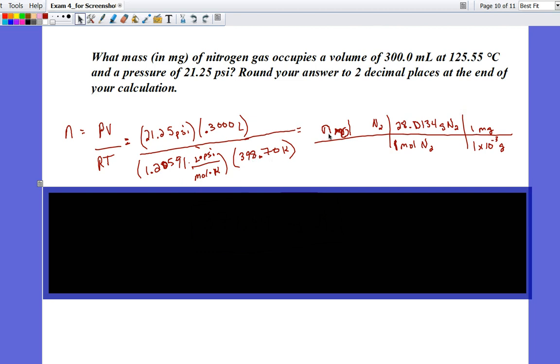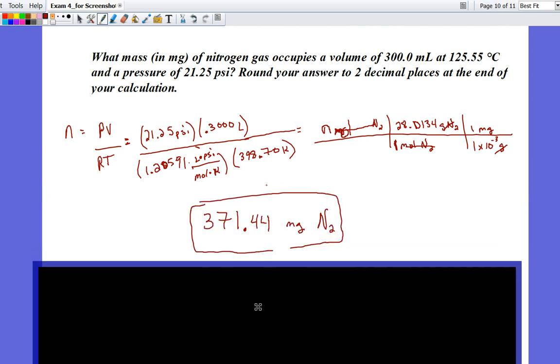So when I do that work, I'll get N number of moles of nitrogen. Once I'm in moles of nitrogen, I can use my molar mass from the periodic table. Since it's diatomic, multiply it by 2, and I get 28.0134, and that cancels out my moles of nitrogen. I'm in grams, so then 1 milligram is 10 to the minus 3 grams, so I'll get out of grams into milligrams, and that should allow me to get to an answer rounded to 2 decimal places, 371.44 milligrams of N2.